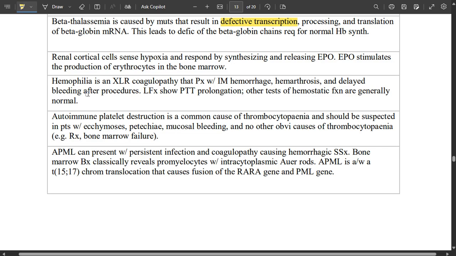Hemophilia is an X-linked recessive coagulopathy that manifests with intramuscular hemorrhage, hemarthrosis, and delayed bleeding after procedures. Lab abnormalities show PTT prolongation because factor 8 and 9 are deficient. PTT, which represents the intrinsic pathway, is increased, and other tests of hemostatic function are generally normal.